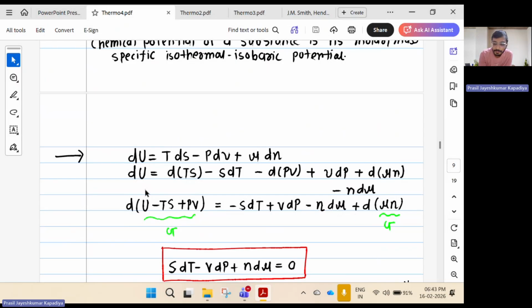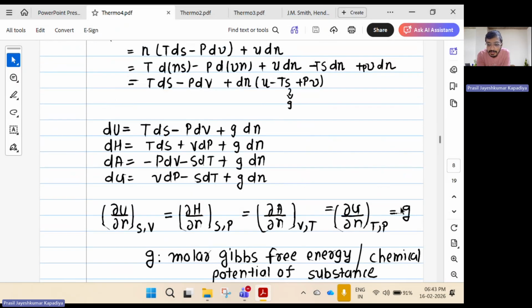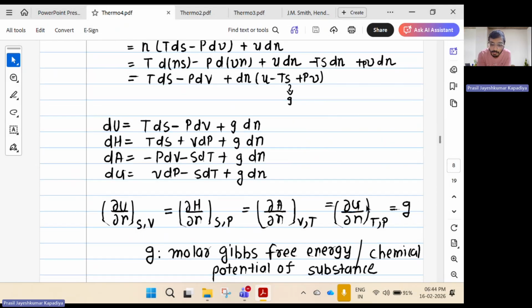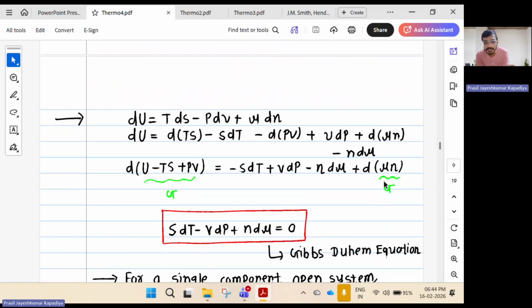Now, what is U minus TS plus PV? U plus PV is H, and H minus TS is nothing but G, the Gibbs free energy. So this term is dG. The right side remains as it is: minus S dT plus V dP minus n d mu, and the term d(mu n). What is mu into n? Del G del n at constant T and P is mu, so mu n is equal to my total Gibbs free energy G. So these two terms cancel out and we are only left with S dT minus V dP plus n d mu equal to 0.